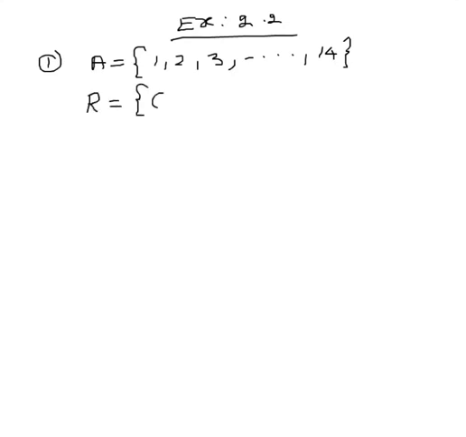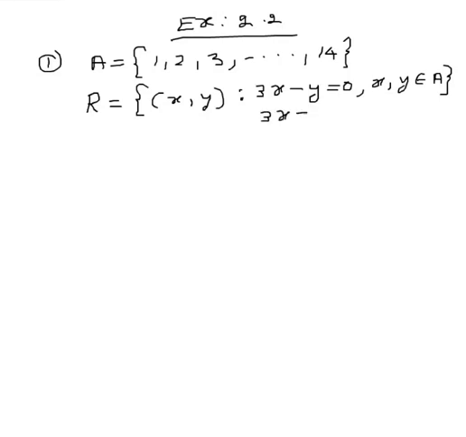Exercise 2.2. Question number 1. Let A be the set 1, 2, 3, and so on up to 14. Define a relation R from A to A by R equal to the set of all x, y such that 3x minus y is equal to 0, where x and y both belong to the set A. Write down its domain, codomain and range. You should have a clear idea about domain, codomain and range.